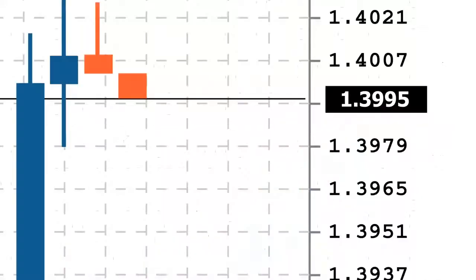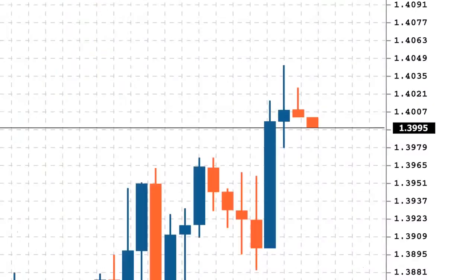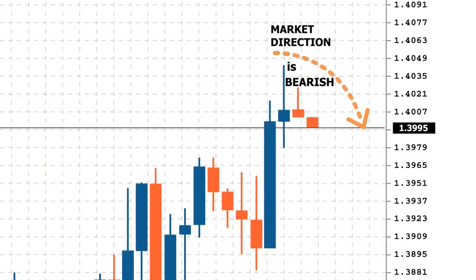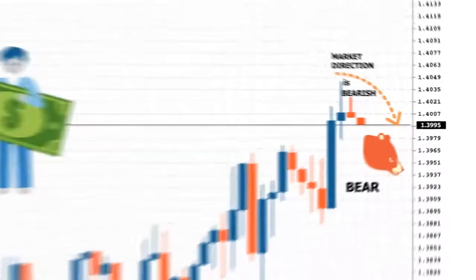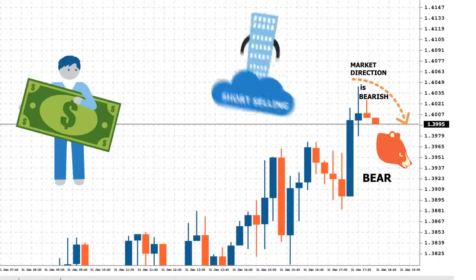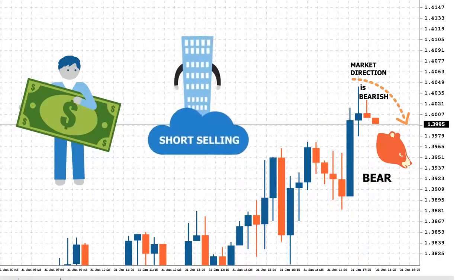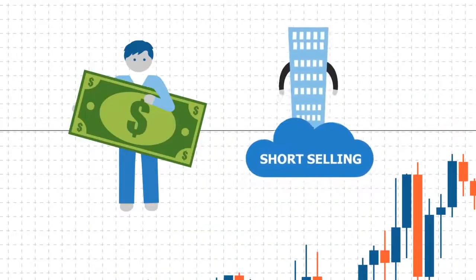The Euro-US dollar pair is at 1.3995 and you think it's going to continue going down. Now, you're a bear. Traders who think the price is going down and intend to sell are called a bear. You can make money if you sell the euro-dollar. You may think, how can you sell something you do not yet own? The answer is that the broker has a mechanism called short selling to lend you a currency that you don't have but would like to sell.